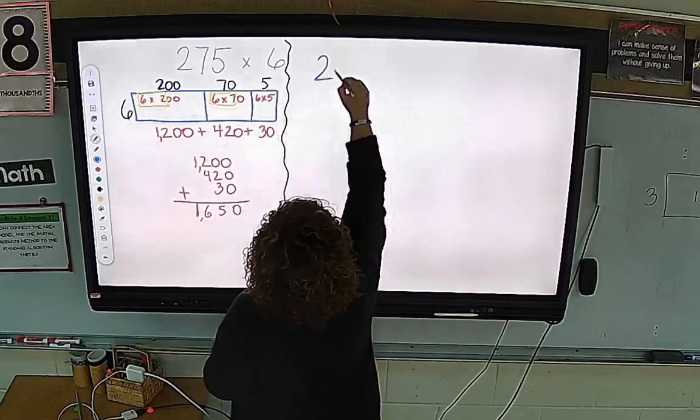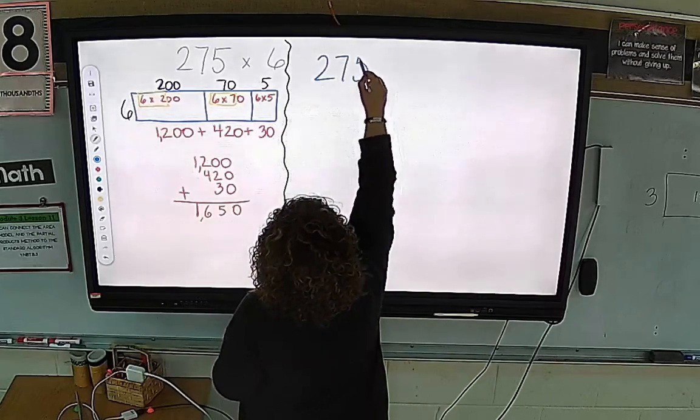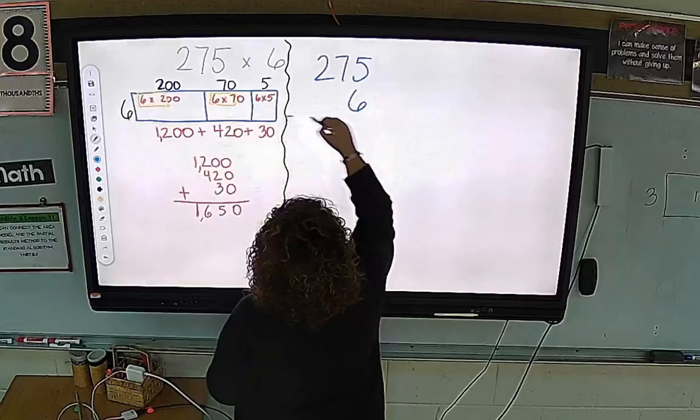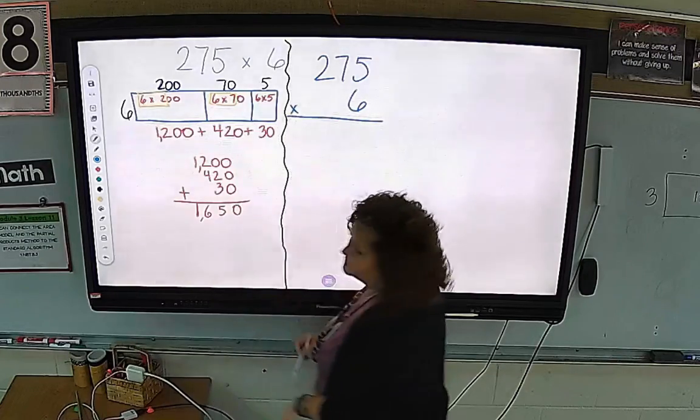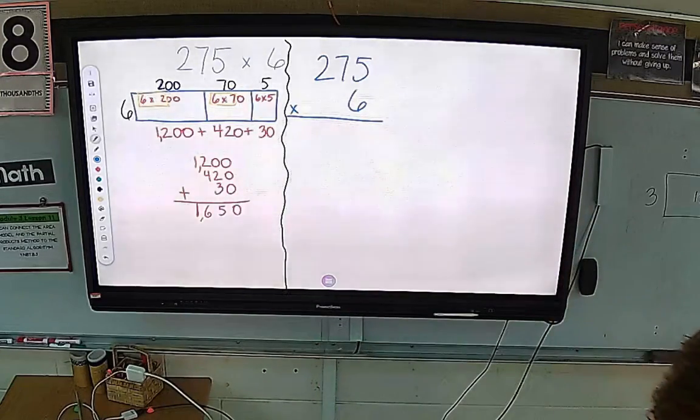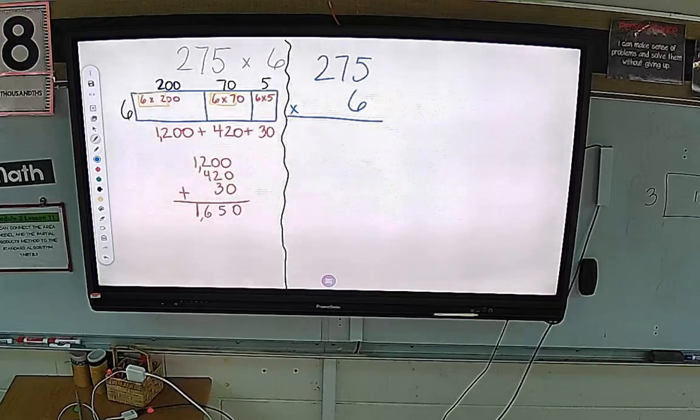That would be 275 times 6. We're going to set it up like this. But remember, this is partial product. This is not standard algorithm. So write this problem like this in the second section. You're going to need room to write under it.